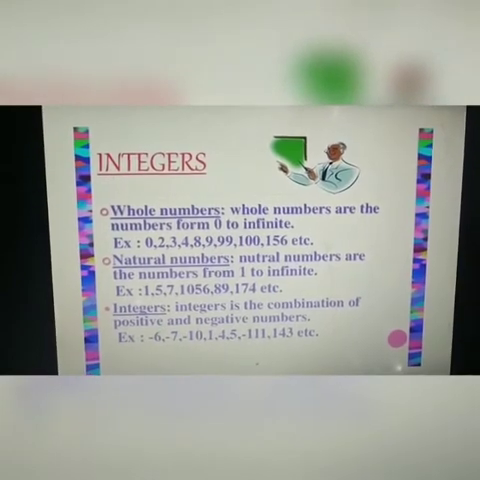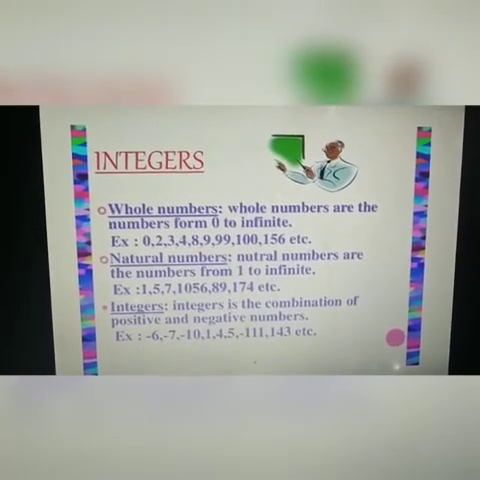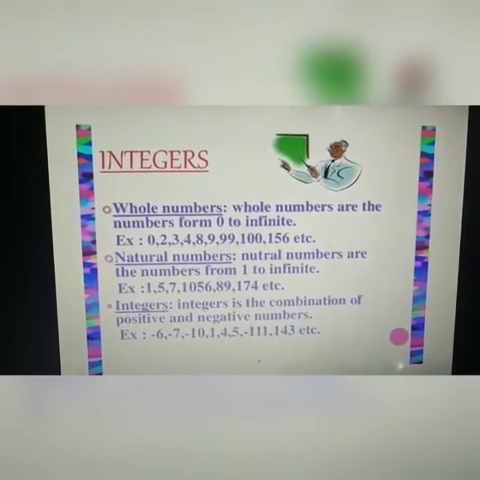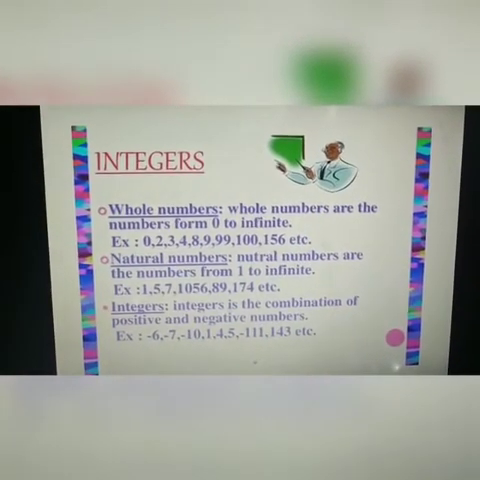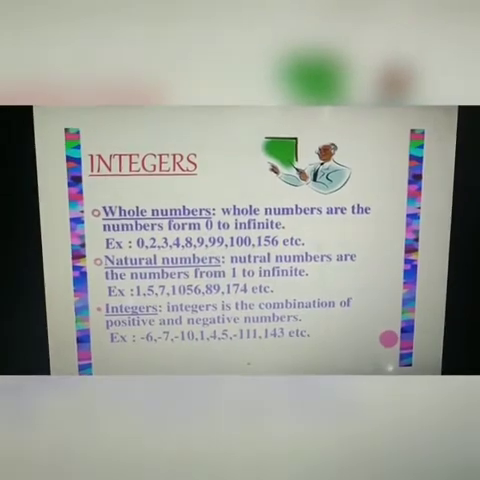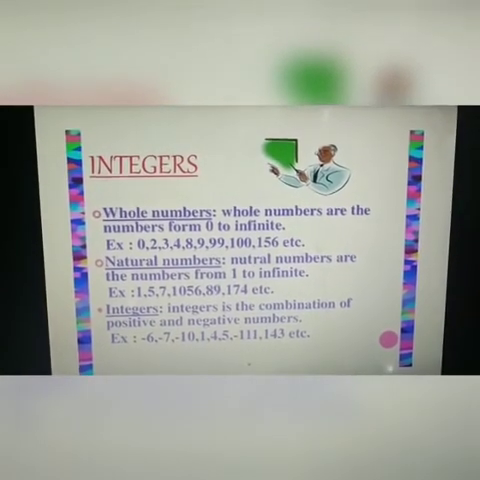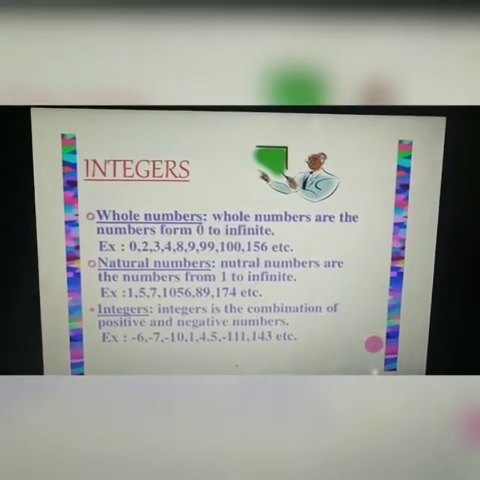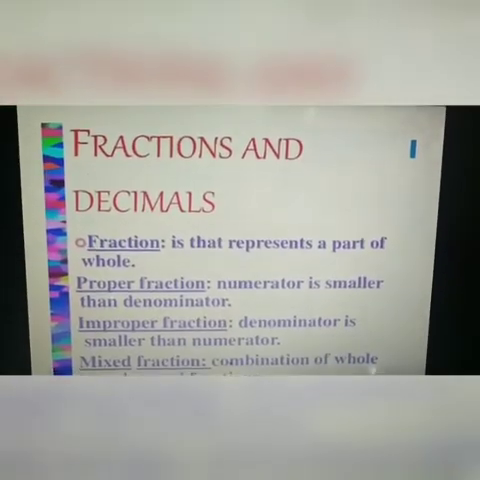Then we saw integers. An integer is the combination of positive and negative numbers, including 0 also. In that we saw the number line, and according to it we saw the operations regarding integers. Now we discuss our next chapter, that is fractions and decimals.